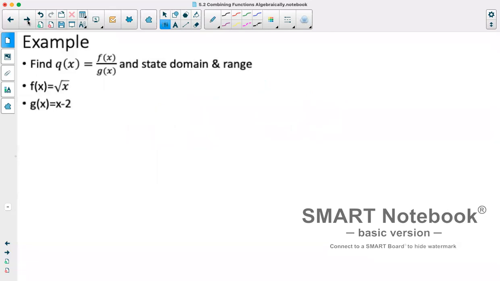Okay, next example, we've got q of x is f of x divided by g of x, and we also want to state domain and range. And f of x in this case is square root of x, while g of x is x minus 2. So we have q of x equals f of x over g of x. Substituting values in, we have q of x is equal to the square root of x over x minus 2.